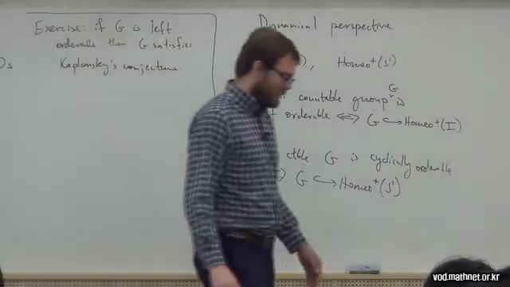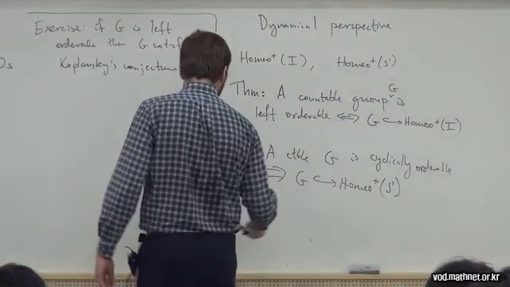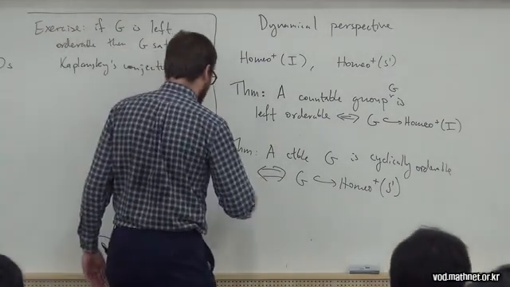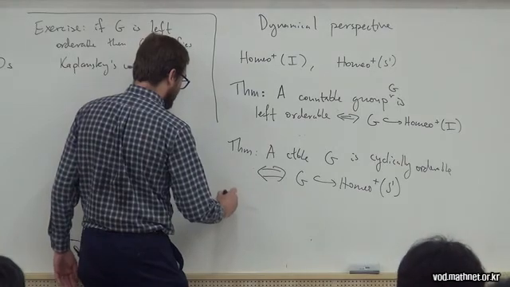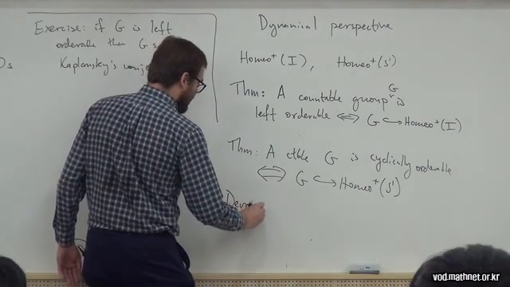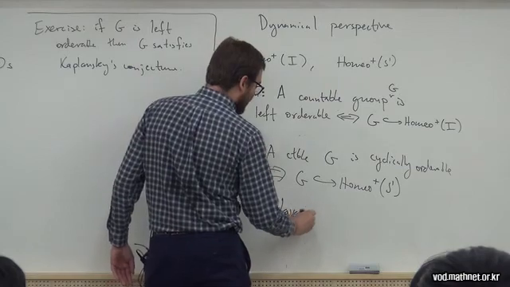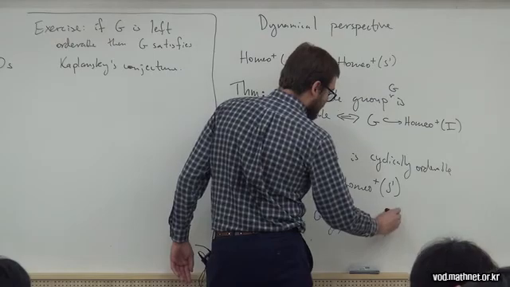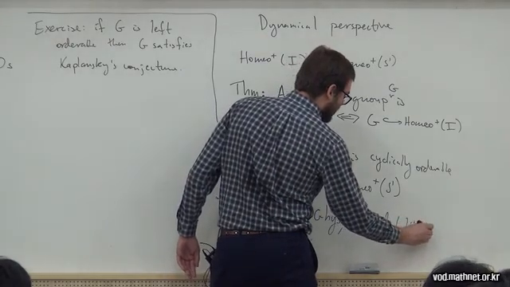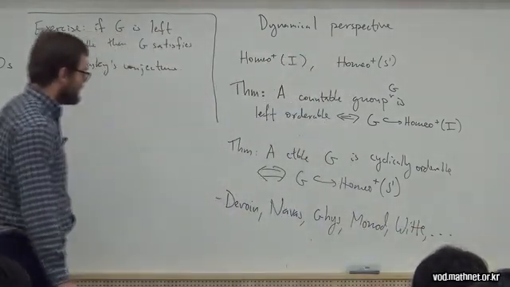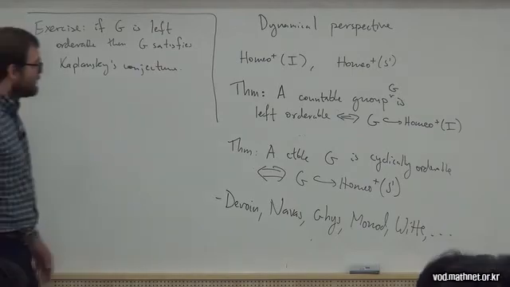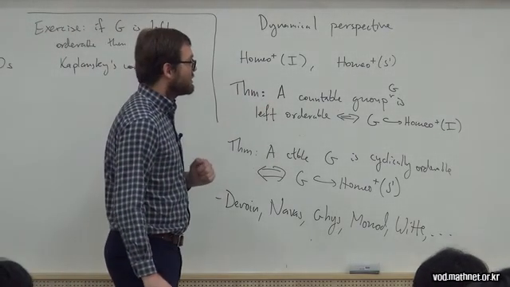So the list of names that led to the development of this theory is quite long. I'll name just a few. One can write Dehornoy, Navas, Ghys, Monod, Witte. It's a long list, and there are many very interesting open problems and research directions here. So this is the perspective to which we'll return in just a moment.